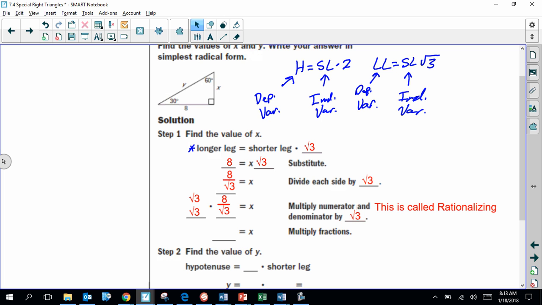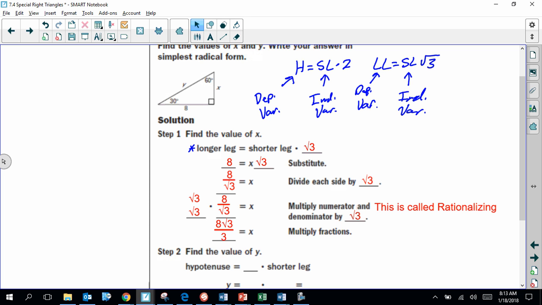We take whatever the radical in the bottom of the fraction is, multiply it to both the top and the bottom. In the numerator, 8 times the square root of 3 is just 8 times the square root of 3. And in the bottom, square root of 3 times the square root of 3 gives me the square root of 9, which simplifies to be a 3, which we see in the bottom of the fraction.